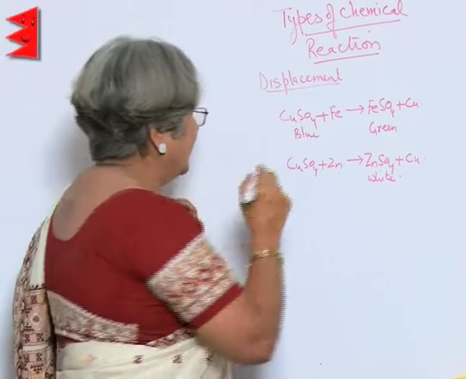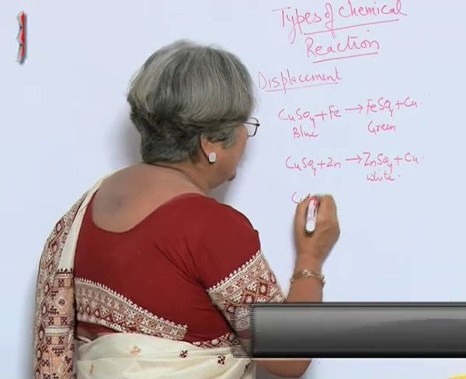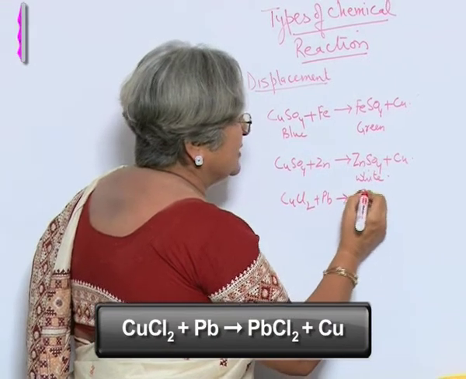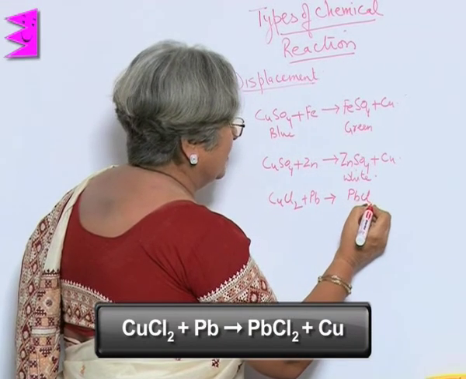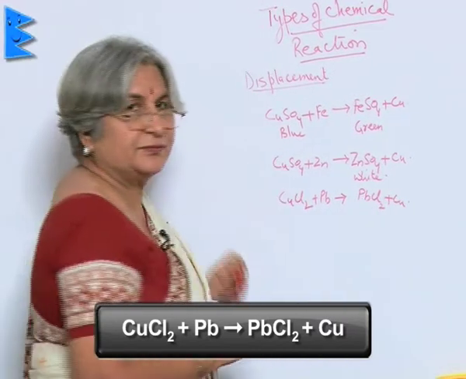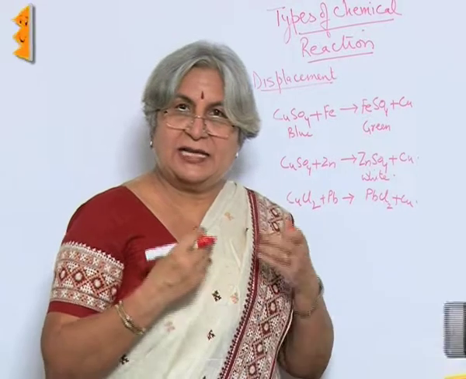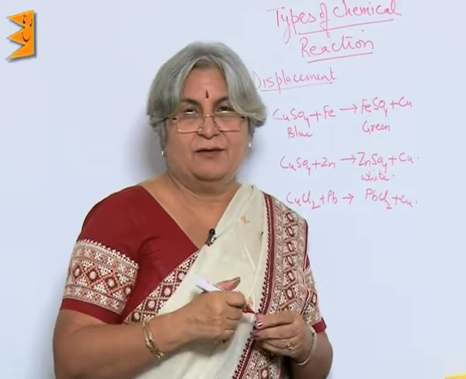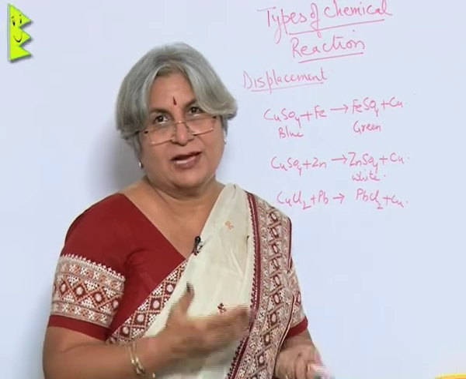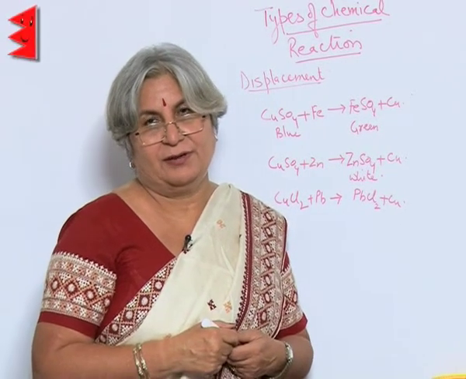Then if you take copper chloride and lead, what you will get is again lead chloride and copper. So all these, lead, zinc and iron, were able to replace copper. Why? Because they are more reactive than copper.